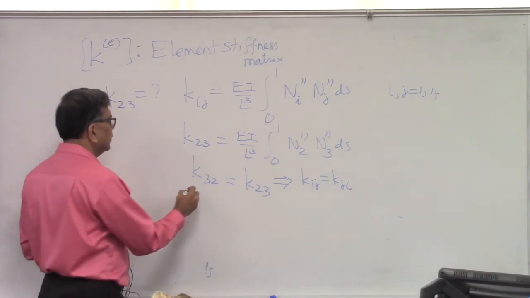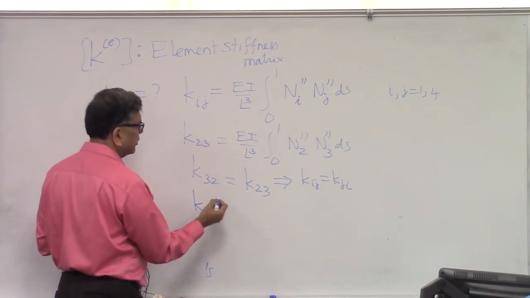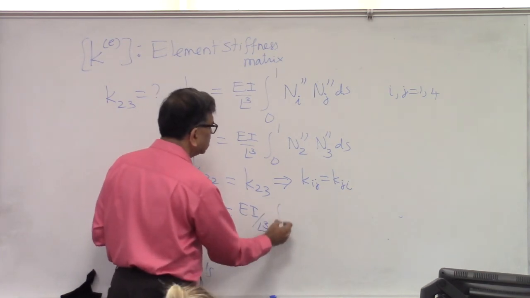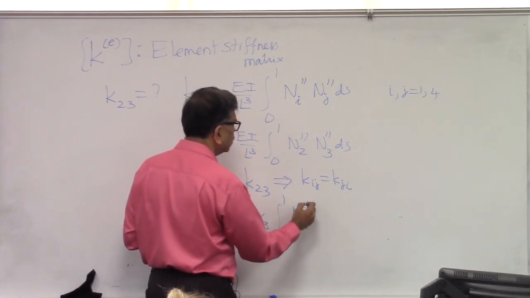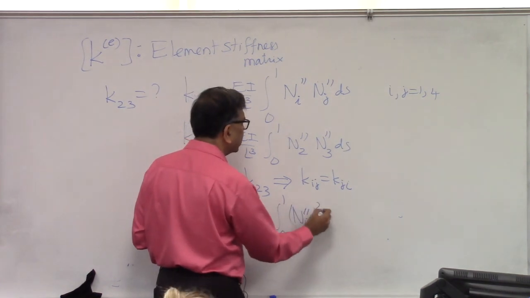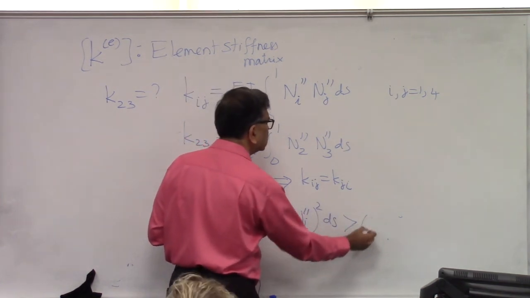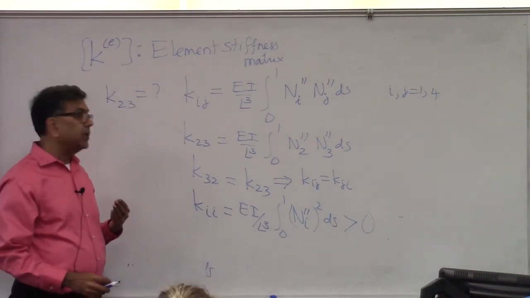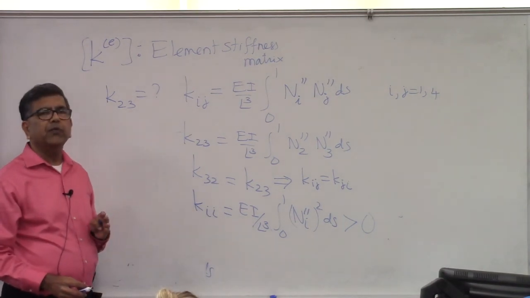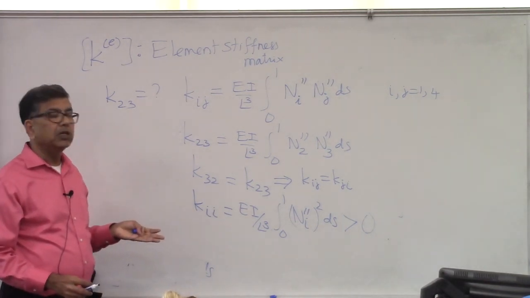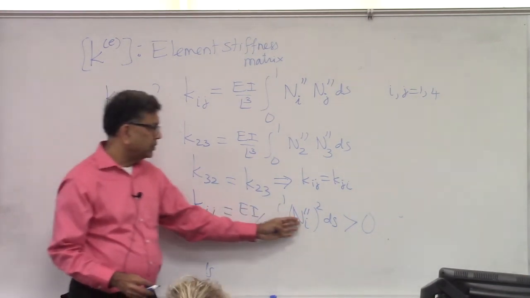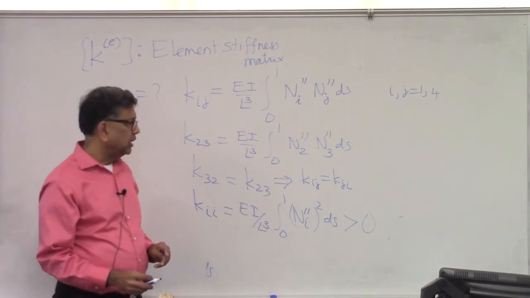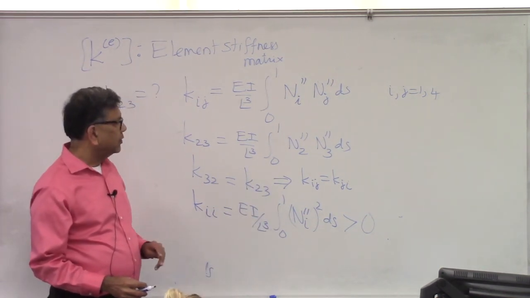And also, if you take the diagonal element Kii, that is the diagonal element which will be given by EI over L cube, integral 0 to 1, Ni double prime square ds. This will be always greater than 0. So this is a positive, for a positive semi-definite matrix, the diagonal elements will be always greater than 0. They can never be 0. You can tell from this, you're squaring a function and then integrating from 0 to 1, it will be always a positive number. Diagonal will be always greater than 0.